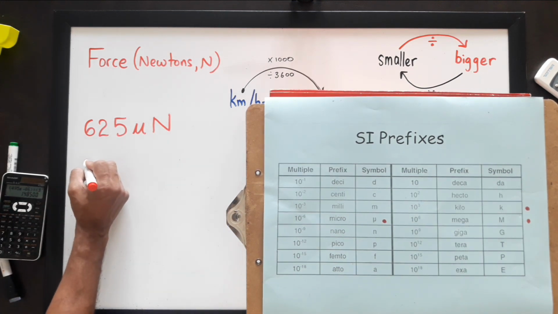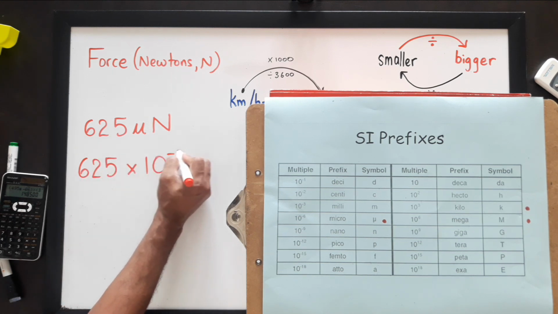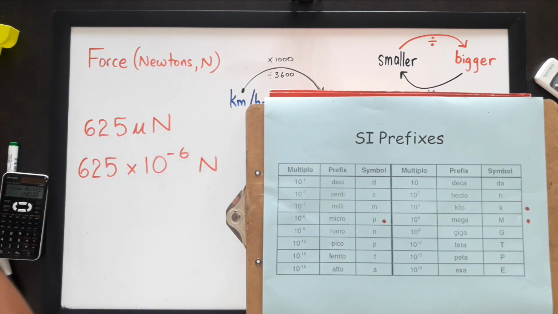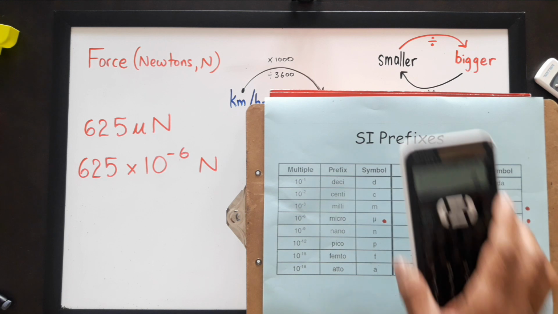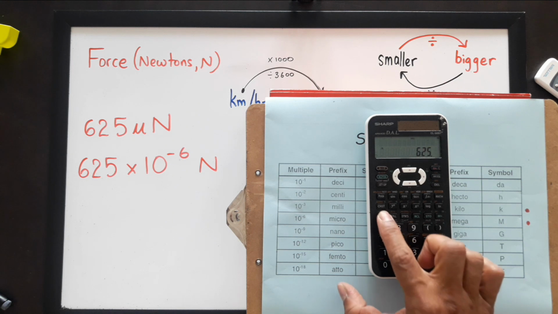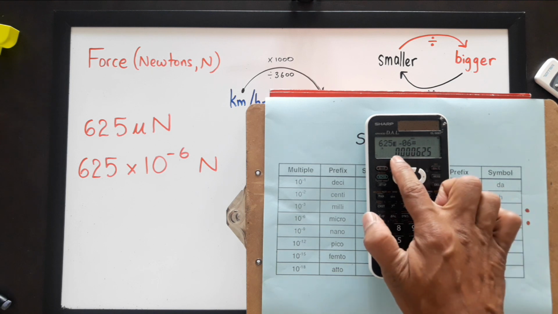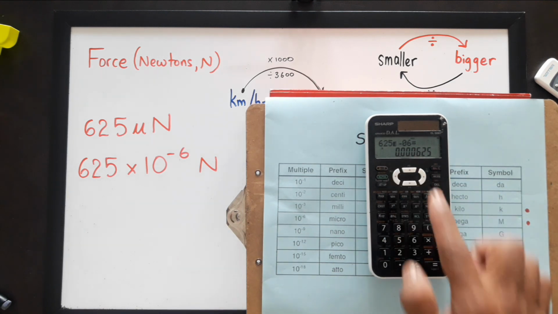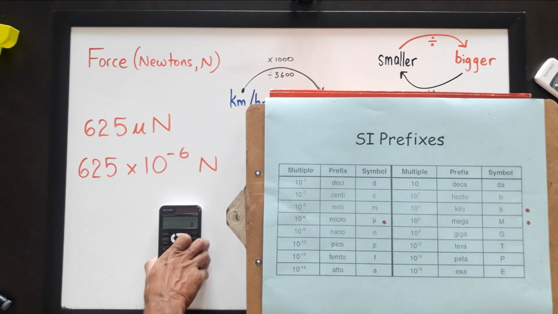So 625 micronewtons really means 625 multiplied by 10 to the power minus 6 newtons. You can throw away the micro symbol and put that in its place. And of course, we can type it in our calculator if we wish, if we're required to. It's pretty simple. 625, EXP, negative 6, the funny button. And that's this in normal newtons: 0.000625 newtons.